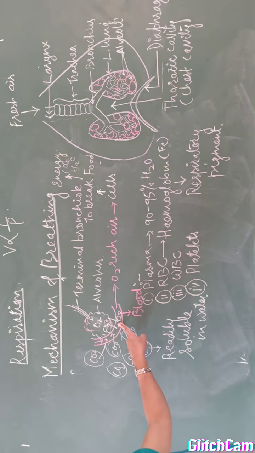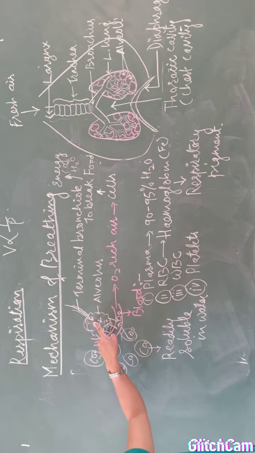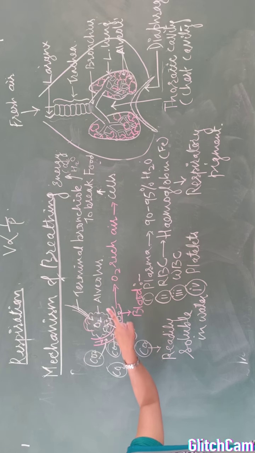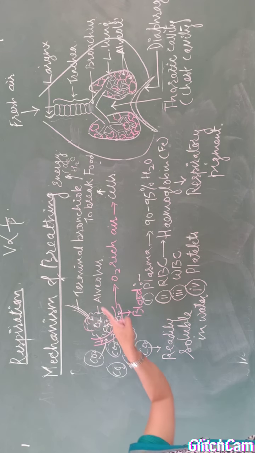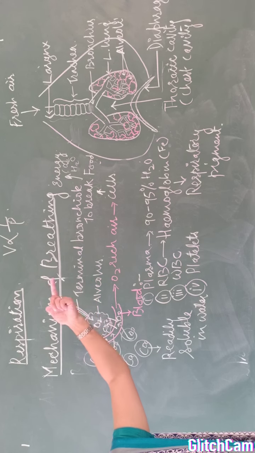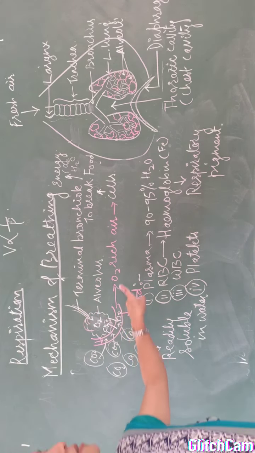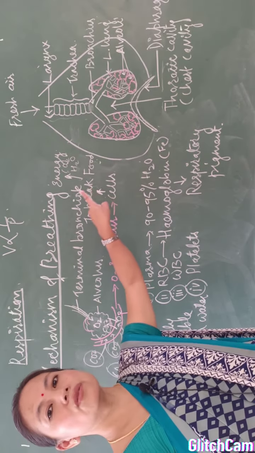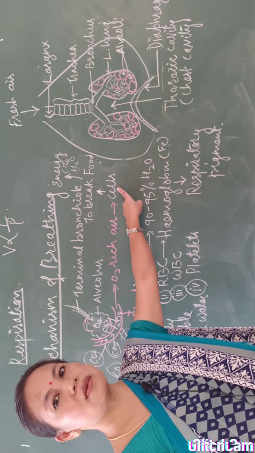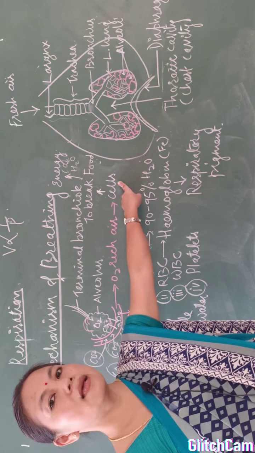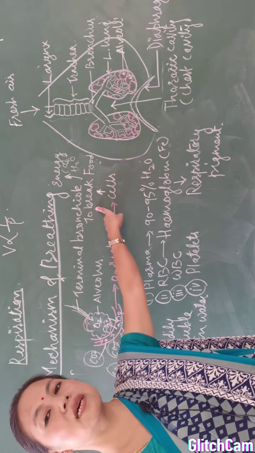Exchange of gas occurs between the alveolus and the blood capillaries. Oxygen will be given by the alveoli to the blood in the capillaries, and the carbon dioxide present in the capillaries will be given to the alveoli. From the alveoli, through expiration, the carbon dioxide will be expelled out, and from the capillaries the oxygen will be carried to all cells. In those cells we have mitochondria, isn't it?